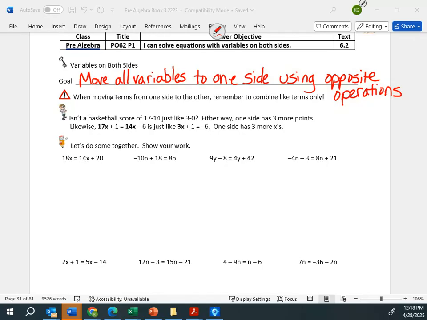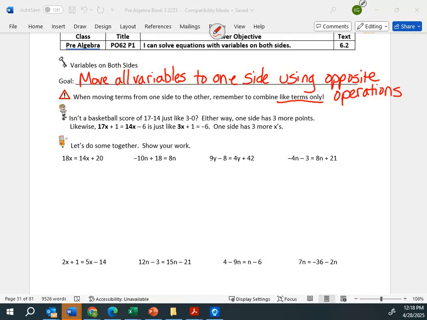So when moving terms from one side to the other, remember to combine like terms only. Super important that you remember to keep that variable with its coefficient. You can't drop a variable and add it to the constant. It has to be like terms with like terms. Basketballs can't be combined with the footballs, right? They are different. We have to make sure we're combining the same things.